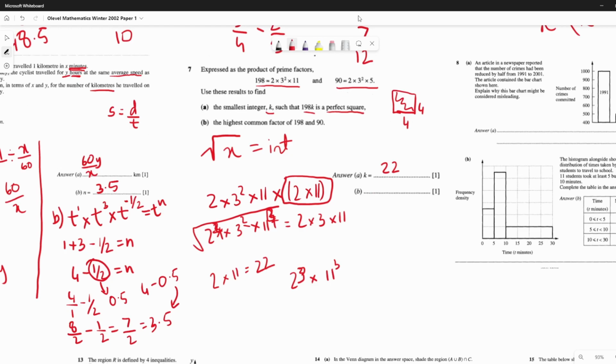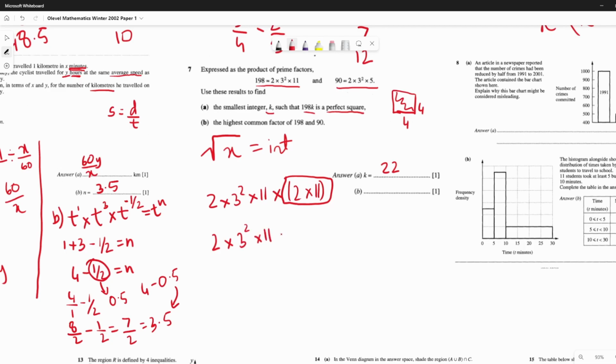Hold up, let's erase all of this and do this again to see if we could have done this. So we could have done 2 times 3 squared times 11 times 2 cubed times 11 cubed, which would probably be a huge number, right? And this would give us 2 to the power of 4, 3 to the power of 2, 11 to the power of 4, which if we took the square root of, this would also be a perfect square, because this would give us this number.